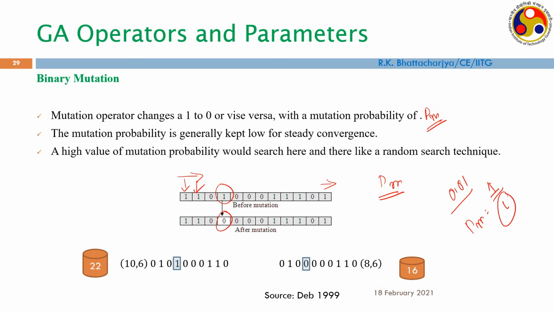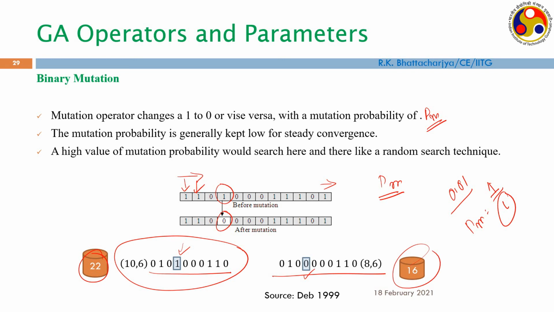Now if I take the same example problem, this is before mutation, this is 22, and this is after mutation. I am changing this to 0. Suppose with some mutation probability the third or fourth bit is mutated. In that case, if it is 1, then it will become 0, and I am getting 16. So from 22 I am getting 16, but it may happen that if this particular bit is changed and becomes 1, then from 22 it may be 37 or something like that.